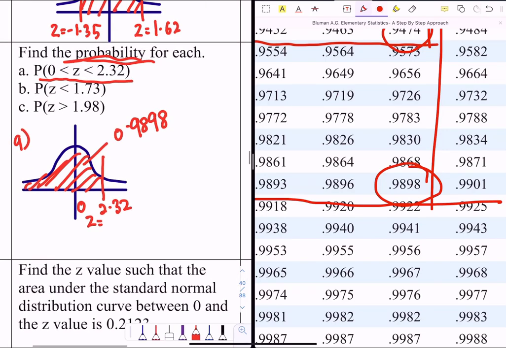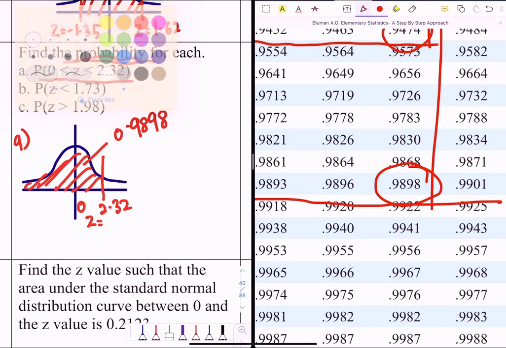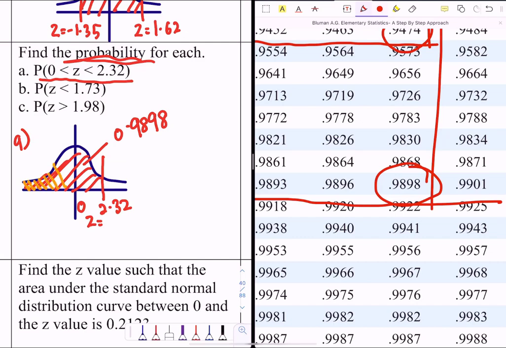However, the one they want you to find is between 0 and 2.32. So what is the area to the left of 0? It is 0.5. So we need to subtract: 0.9898 minus 0.5 equals 0.4898. That is the answer for A.